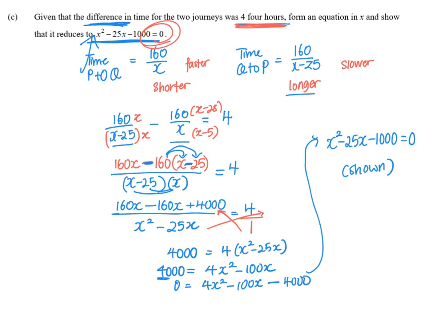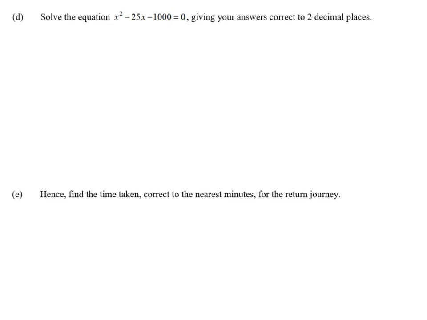Up next, we are going to use this equation and solve the equation. Now in this part D, they say solve the equation x squared minus 25x minus 1000 equals 0, giving your answers correct to 2 decimal places. So now let's see, if we do not know how to get the answer for part C, can we still solve this part of the question? Yes, we can.